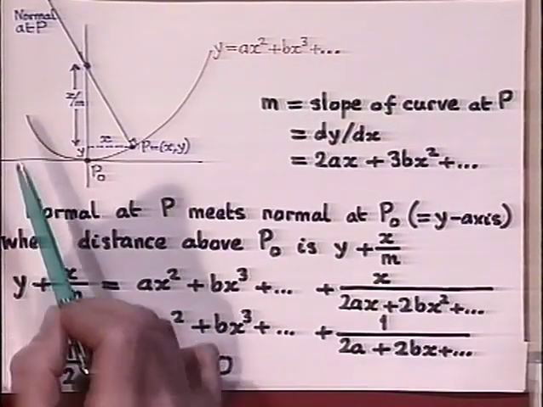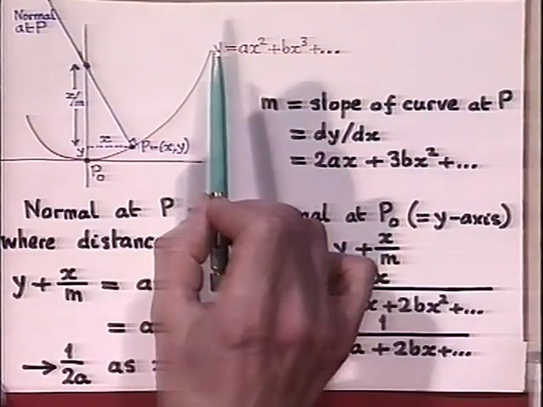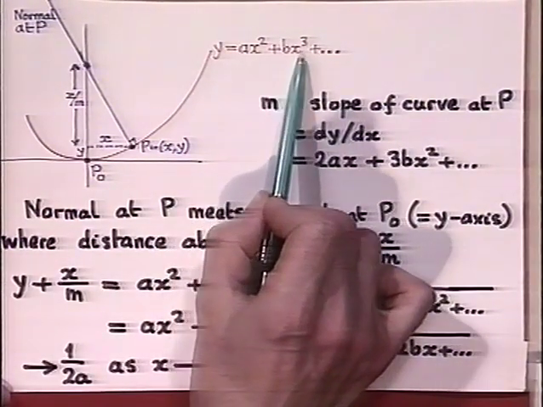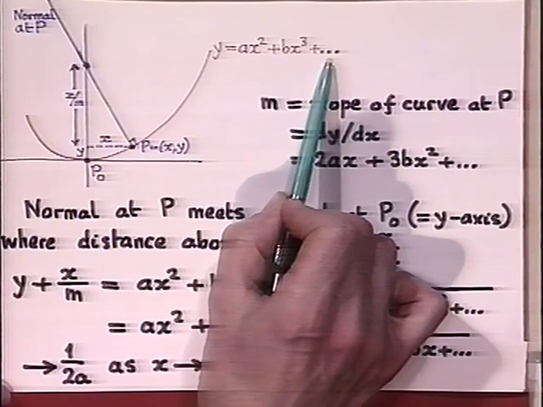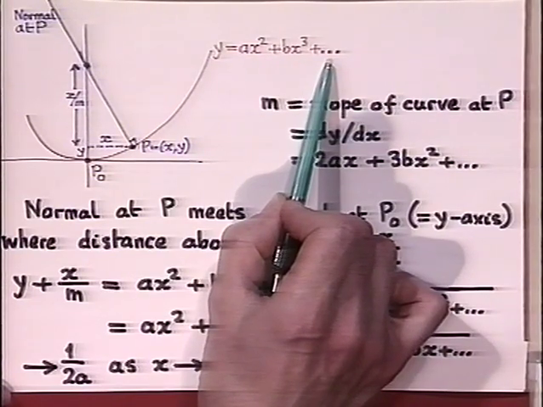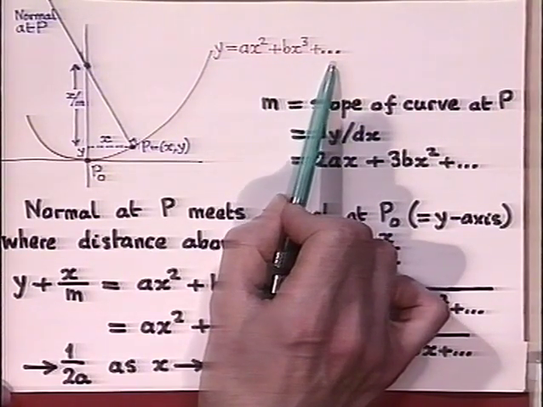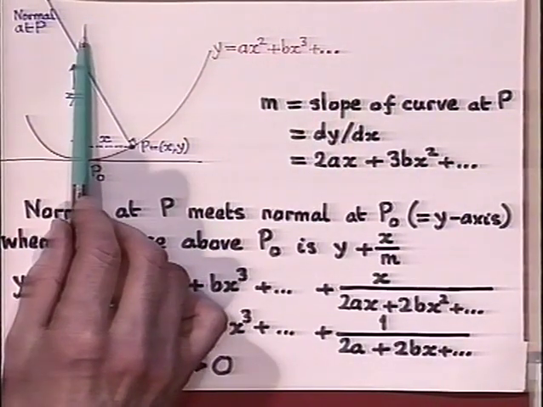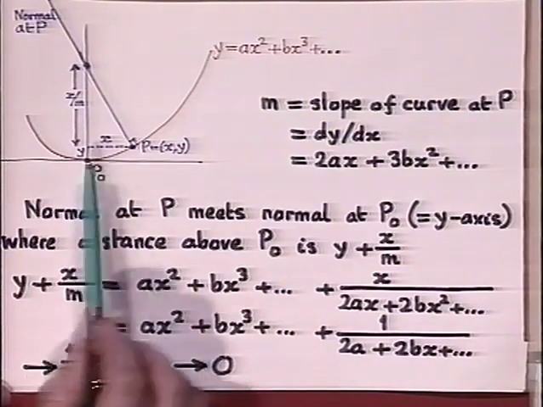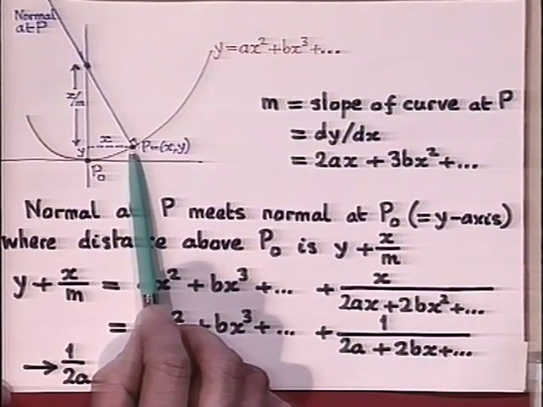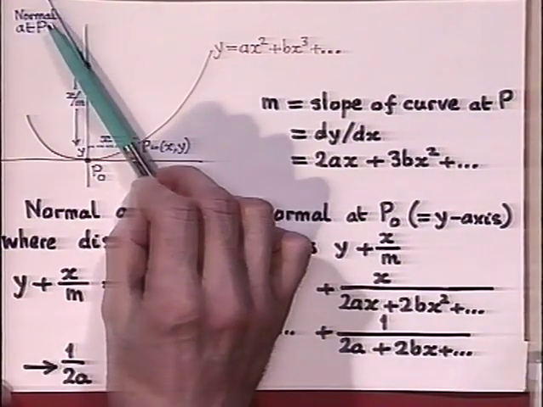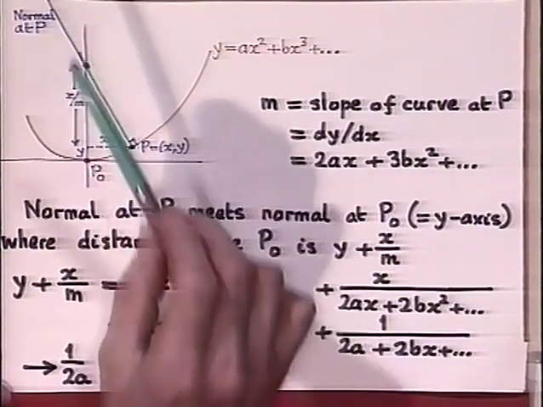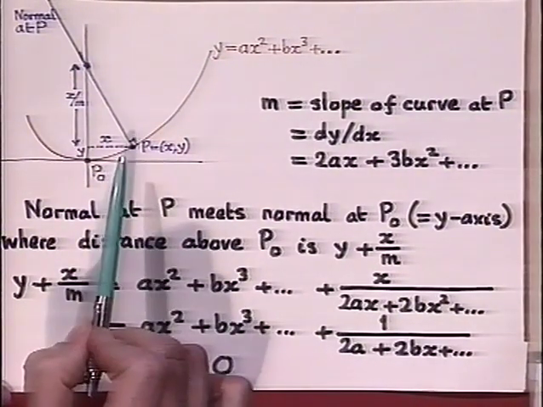So let's look at the curve again. y equals ax squared plus bx cubed, and so on. And now instead of looking at the distance, I'm going to look at something which is going to turn out to give the same answer. So I'm going to look at the normal here at the point P0 and at the normal at a nearby point, which I've called P with coordinates x, y. So here is the normal at a nearby point. I'm going to ask where they intersect.